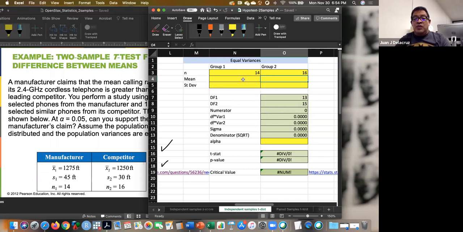So we have a mean value of 1,275, and also we have a 1,250, right? So the standard deviation is 45 feet, and the second standard deviation is 30 feet, right?